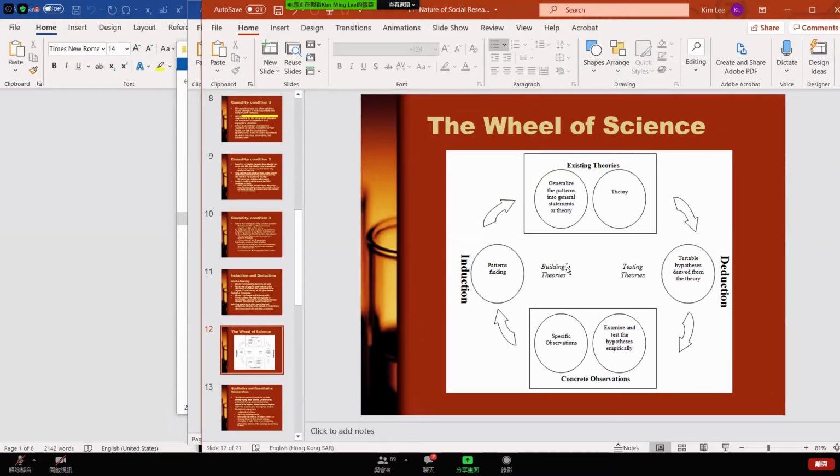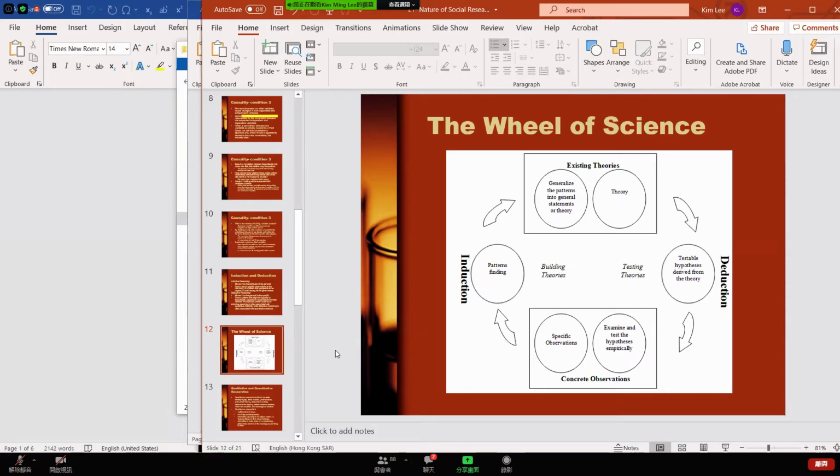What does that mean? Deductive reasoning is where we try to derive some particular empirical statement from theories. So this is deductive theory. So we have an existing general theory, and we try to derive some testable hypothesis from the theory.